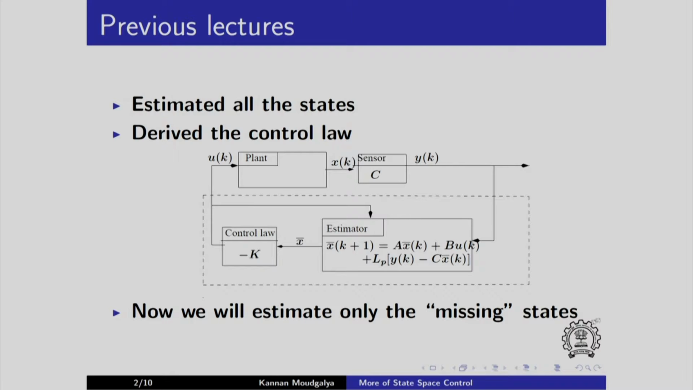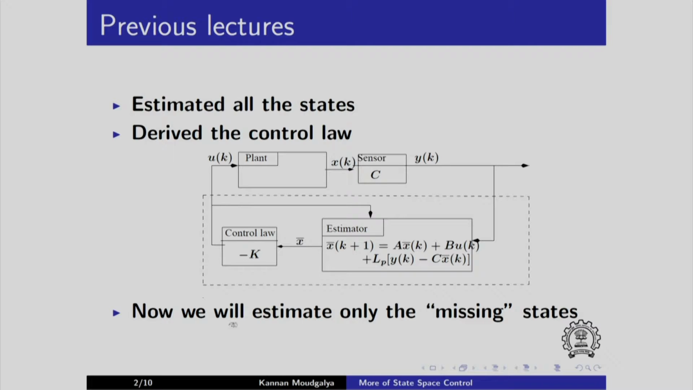We estimated all the states in the previous lecture and we derived the following control law, but in this week we will estimate only the missing states. If you recall, previously we estimated and used it in the control law directly. We did not use this plant measurement in the control law.